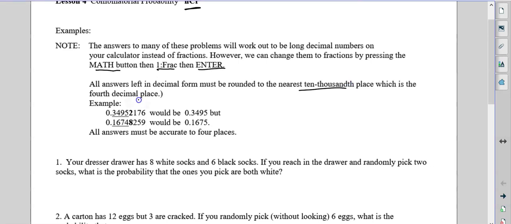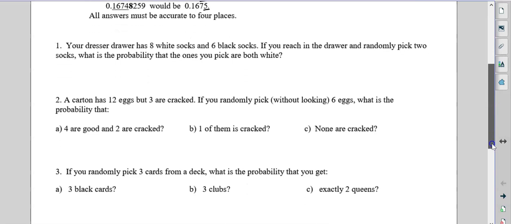0.34952176, there's 4 digits. The 2 tells you to round down, which really means stay the same. And then here, the 8 tells the 4 to round up to 5. Okay? So moving on.